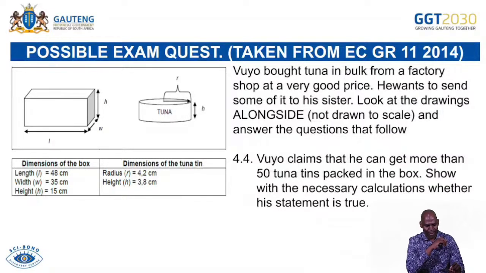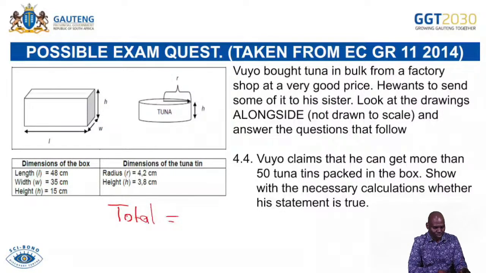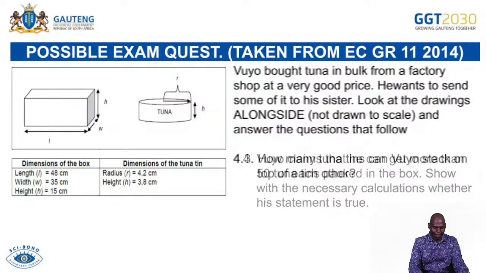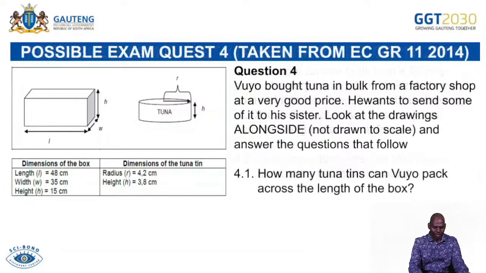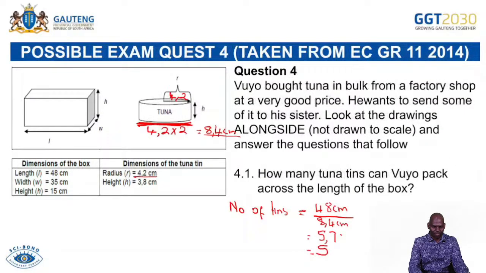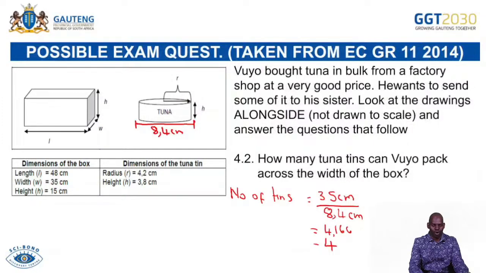Then the next question is, Vuyo claims that he can get more than 50 tuna tins packed in the box. Show with necessary calculations whether his statement is true. So the total will be, if we go back to the first question, the first one we had 5. So it's 5 times 4. That is the first layer.